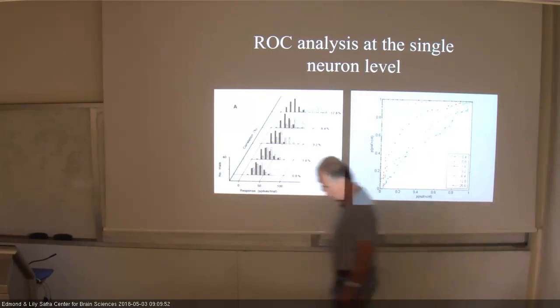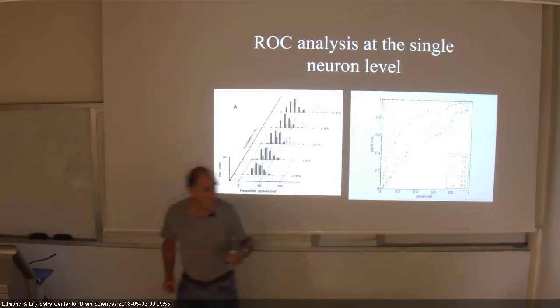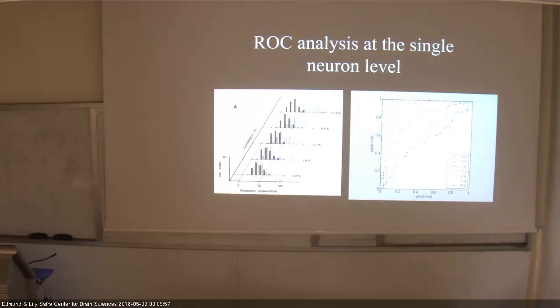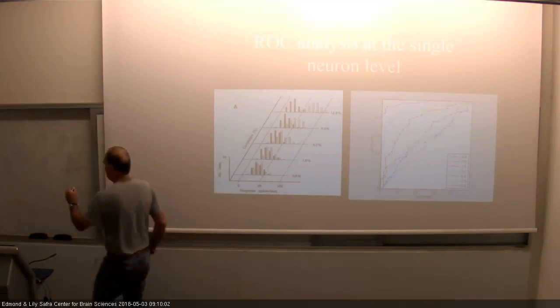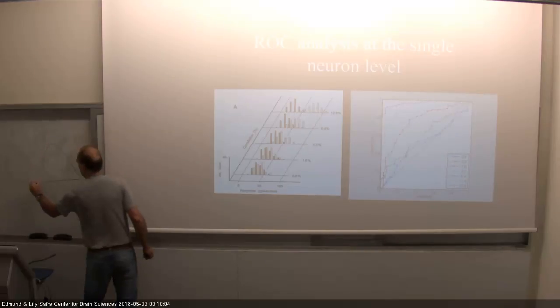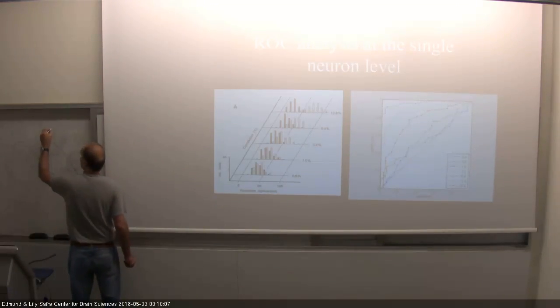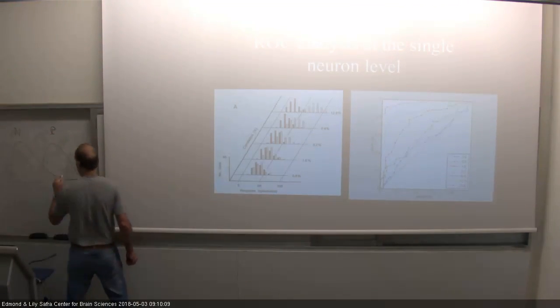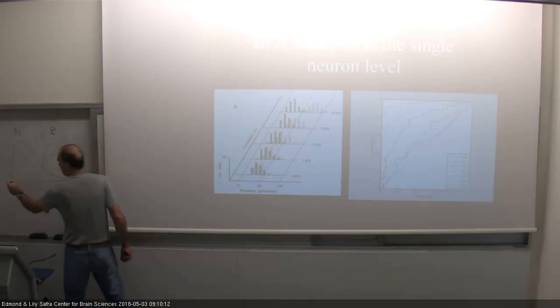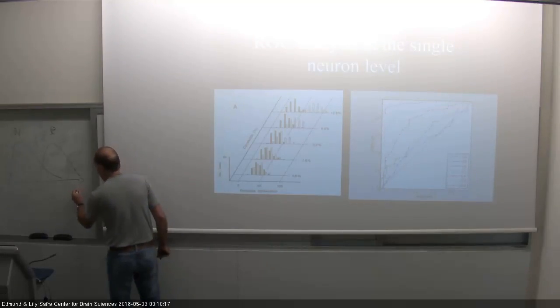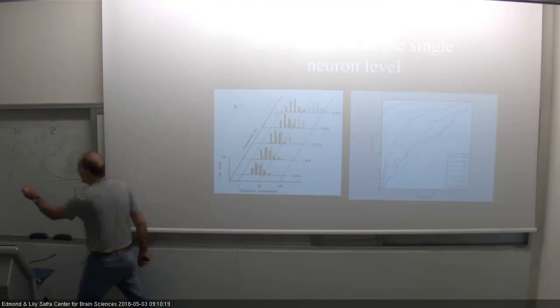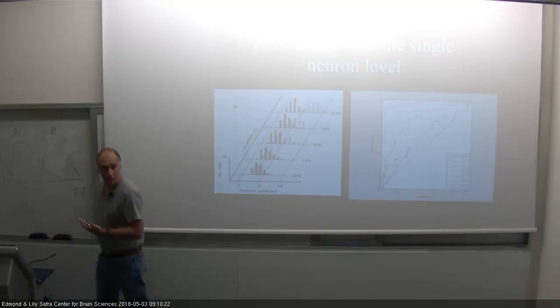Maybe I'll write this again. I drew this last time, and maybe it's worthwhile to draw it again. You have two distributions: this is if it's in the preferred direction, that's the null direction. Your x-axis is the firing rate, spikes per second. And what's your y-axis? It's the frequency at which you got such and such activity.